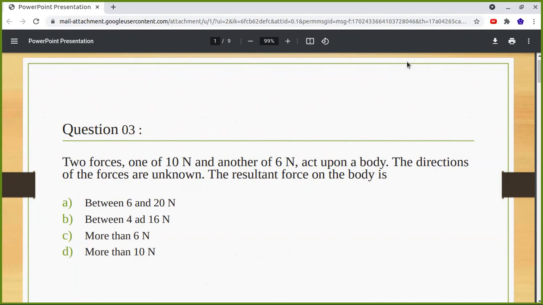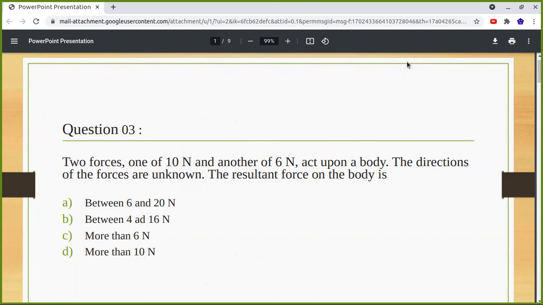So the problem is we don't know the actual directions of each force. However, we know the magnitude of each force. They are asking for the resultant force. However, in the answers, they don't have an actual value. They have a range, because we don't know the directions of those forces, so we can't find the exact value. So we can find the range of the forces.